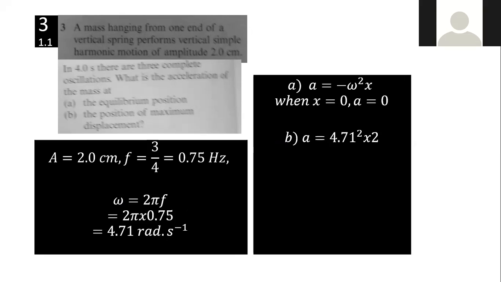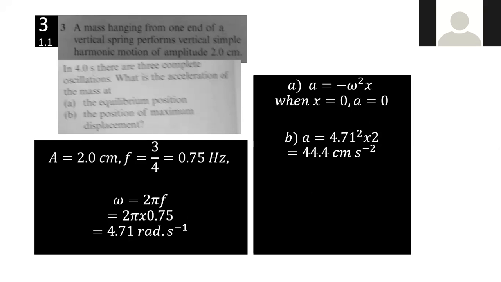And B, the position of the maximum displacement. Use the equation. What's the acceleration of the mass at position of maximum displacement? Use the same equation there. Omega square, we have already calculated. Omega, we have already calculated. Square that. X is, right, the maximum amplitude is 2. If you use cm, you get in cm. So it's 44.4 cm second minus 2.